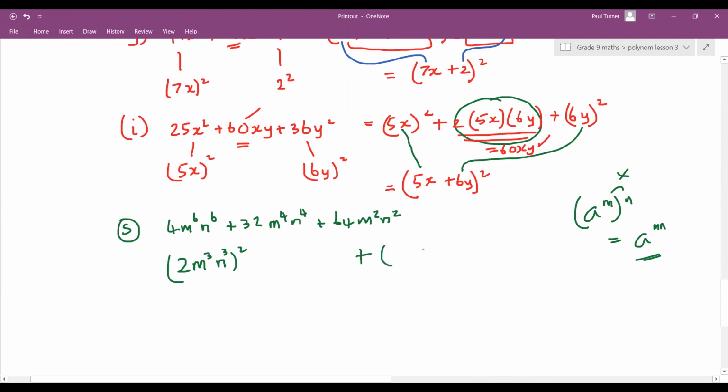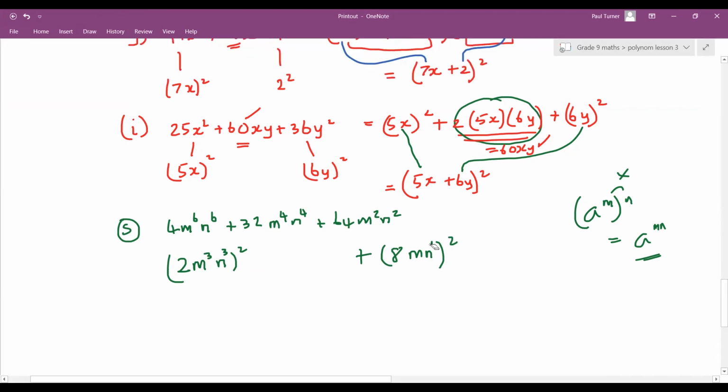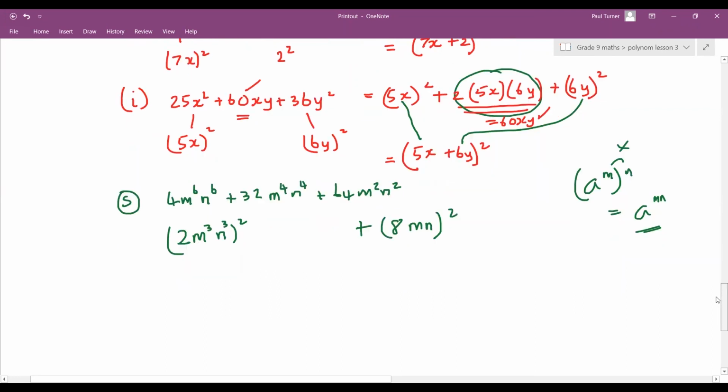So this must be something squared as well. 64, so it must be 8. 8 squared is 64, and mn, because they're actually power 1, 2 ones are 2, 2 ones are 2. But remember with power 1, we never write it, so we'll just take that out. Every number has power 1, but we never write it, do we?